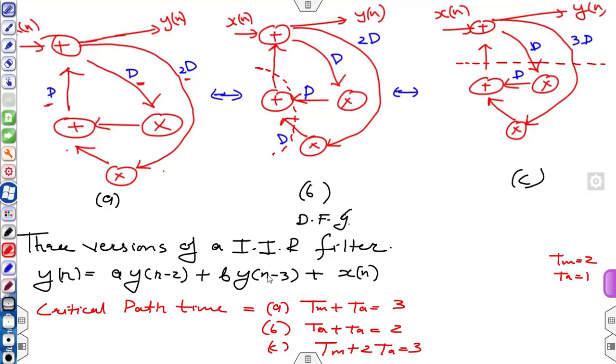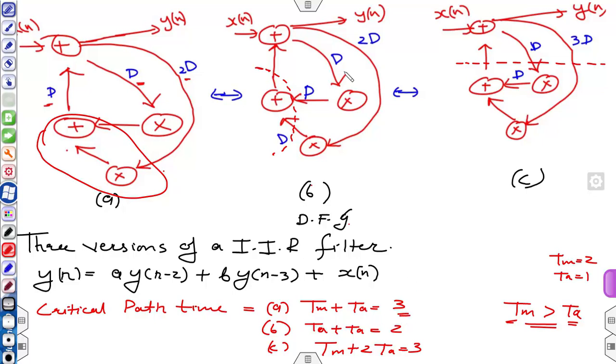Okay, now talking about their critical path time. So for graph A, this is the critical path, and it can be given by adding their computation time, so Tm plus Ta. So if Tm is equal to 2 and Ta is equal to 1, again I am assuming that Tm is greater than Ta because it is a shift and add operation and it is a simple operation. Okay, so adding their computation time, the critical path time is 3.